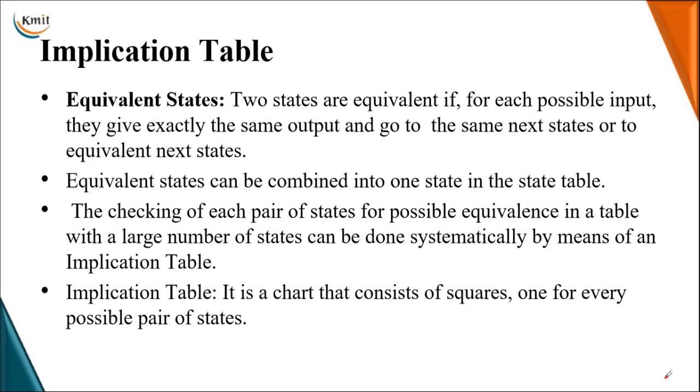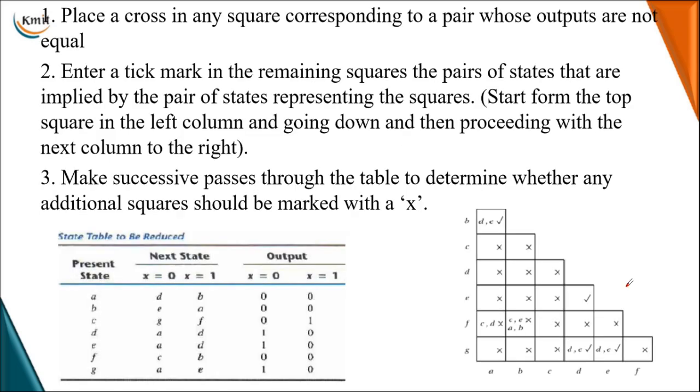Checking each pair of states for possible equivalence, a table with a large number of states can be handled systematically by means of an implication table. The implication table is a chart which consists of small squares, one for every possible pair of states. Is it compatible? Then it will be marked with a tick mark. If it is not compatible, then we mark it with a cross mark. So we represent each possible state compatibility with the other states in your given machine.